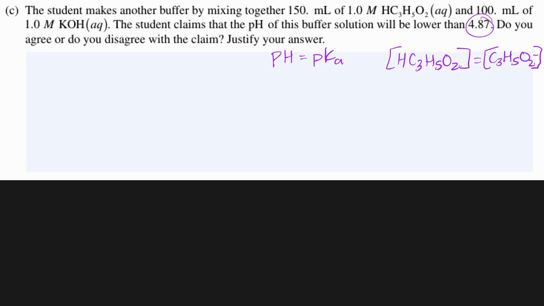So what we need to do to figure out if the pH is going to be lower is we need to figure out what we have more of. Do we have more of our weak acid or do we have more of our conjugate base? And that will tell us what the pH will be. So we already wrote out the ionic equation for this, so I'm going to go ahead and just rewrite that. So we have our propanoic acid with hydroxide ions react to form water and propanoate.